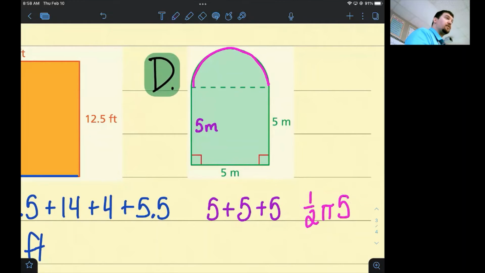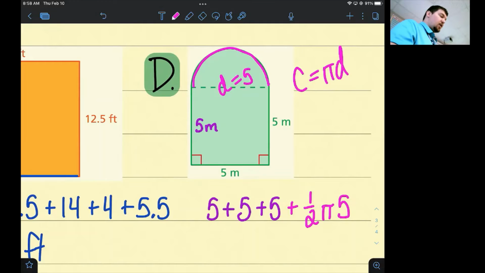Or divide by 2, for those of you that prefer to do that. That's perfectly fine. So my 4 sides are 5, 5, 5, and then half a circumference: 1/2 times pi times 5. She used the circumference formula of C equals pi d, except she put a half in front of it, and she knew that the diameter was 5 because that's the side of the square we have here.